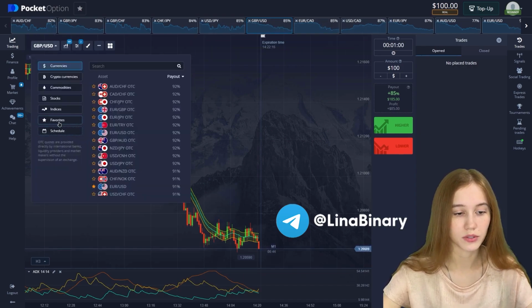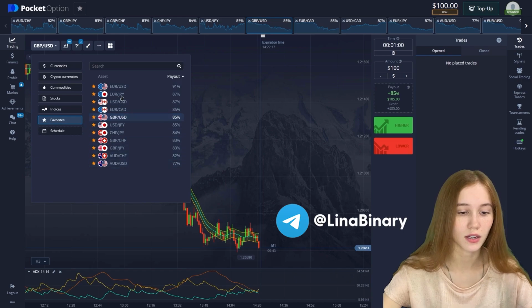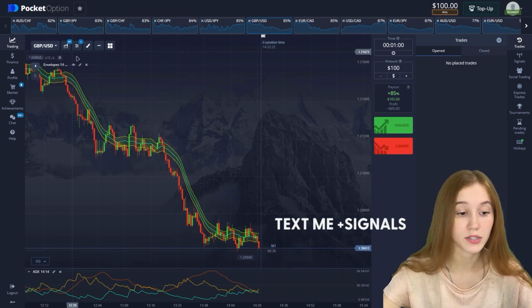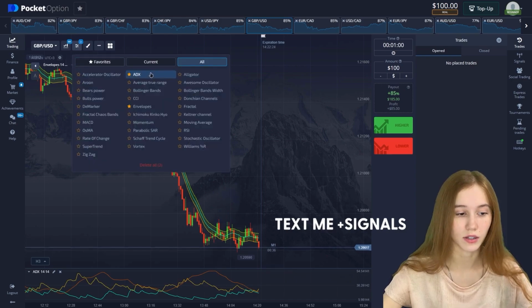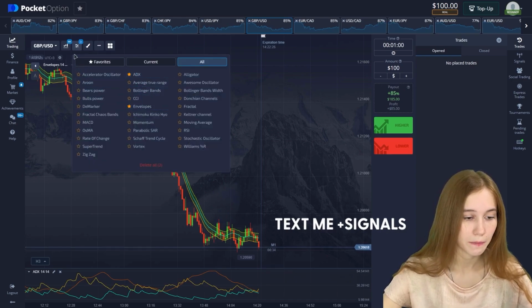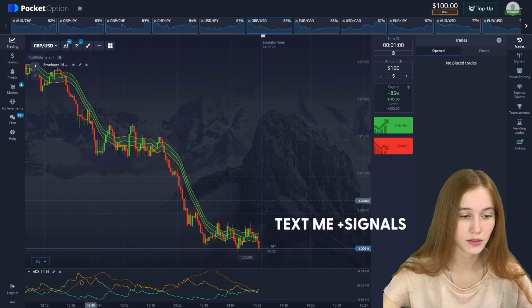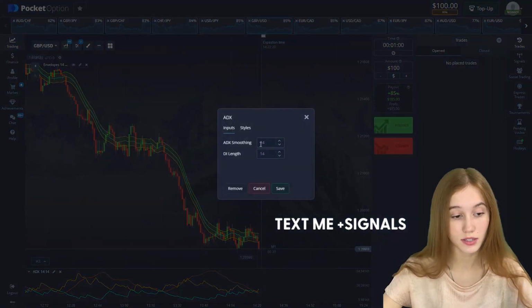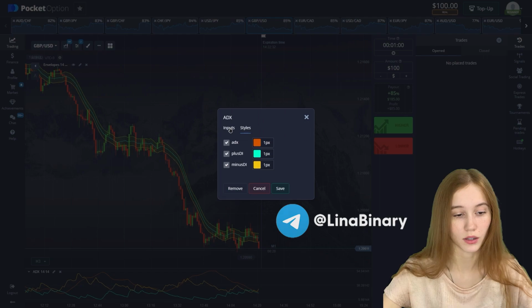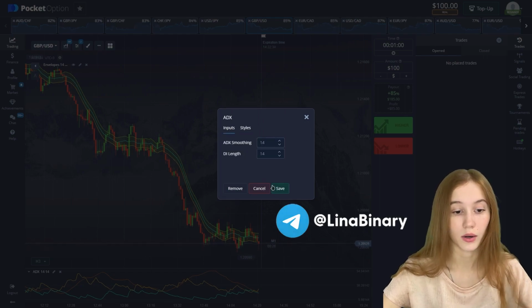So we'll also use two necessary indicators today. These are ADX and envelopes. Let me tell you a little about these indicators. I'll start with the first one. Here are the settings for this indicator. ADX, let me tell you what it is and how it works.